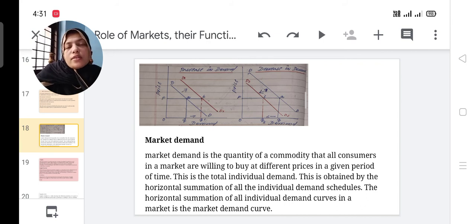In a market, you can see so many buyers. They will purchase different quantities at different price levels. That total is called market demand. If we draw individual demand curves and if we draw the summation of these individual demand curves, we will get the market demand curve. So these are the concepts related to demand.